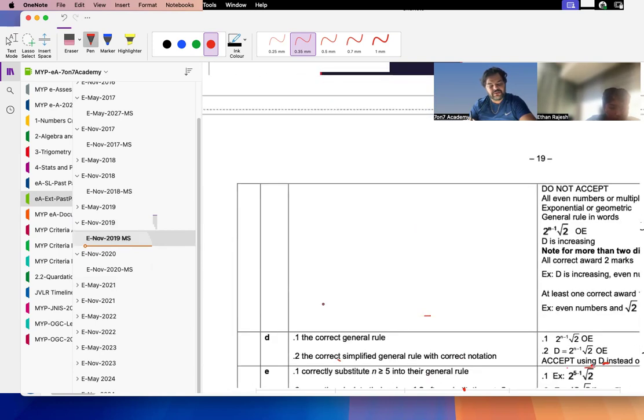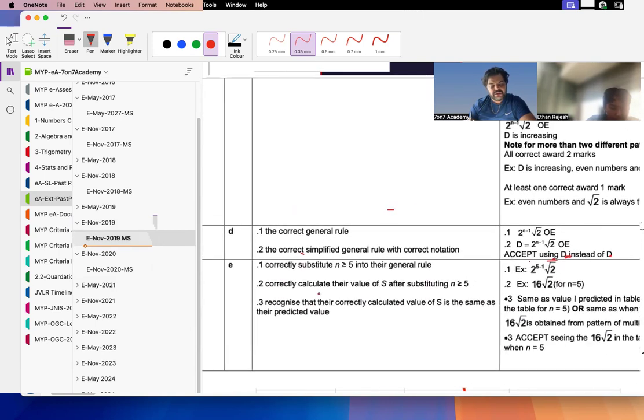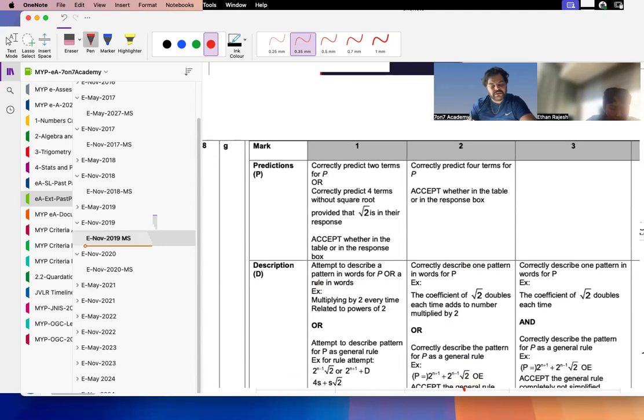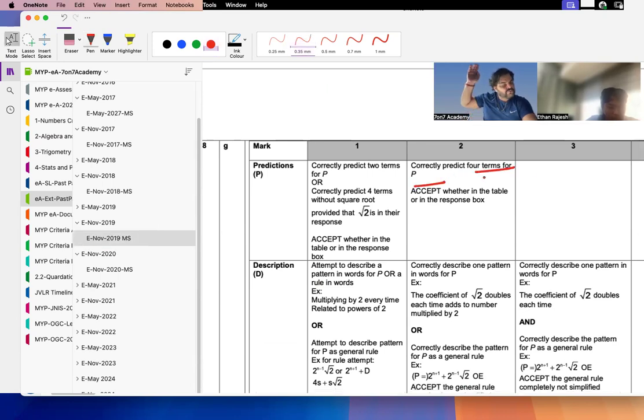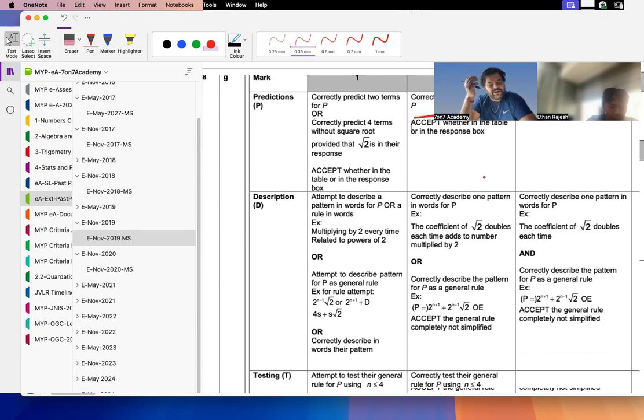See, they start with this. Now we're in the last part. This predict, you'll get 2 marks. Correct predicted 4 terms for P. That means you have to fill whatever the empty table was there, either the table or the response box. You have to fill into the table because the table is always editable in the e-assessment format. You have to fill over there or you write into the box.